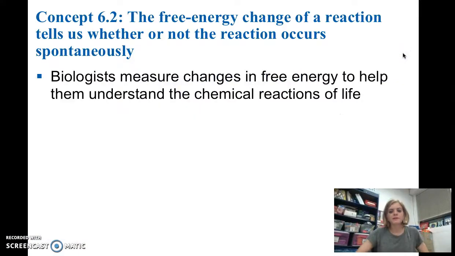So today we're going to be talking about section 6.2 that has to do with free energy. And free energy is very important in biology because the main reason why we learn about it is that whether or not the change in free energy has a certain characteristic, we will find out, helps us determine whether reactions will occur spontaneously or not.